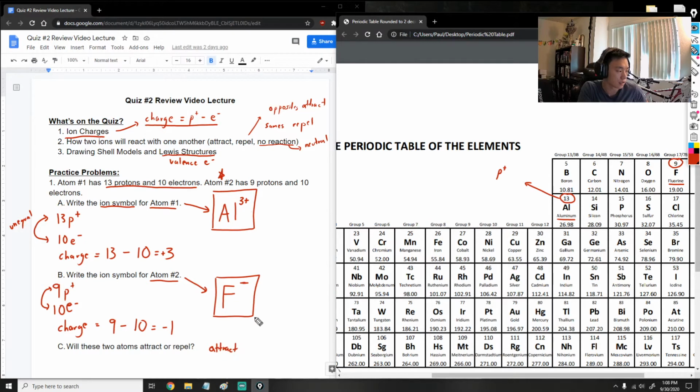Okay, since it's Al3+, this one is positive, and F-, this is negative. Positive and negative is going to attract because opposites attract. So for part C, all we need to put is that they attract.